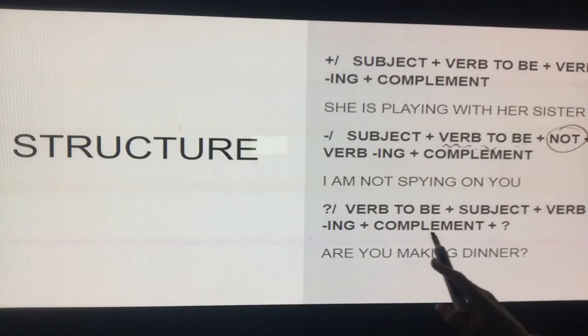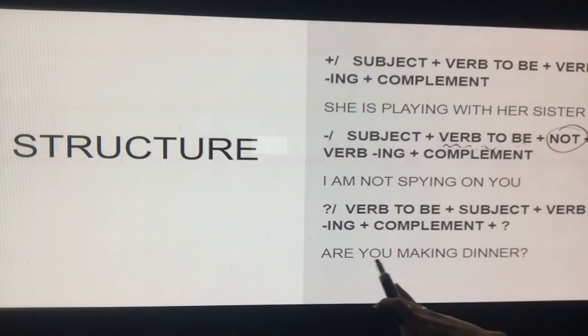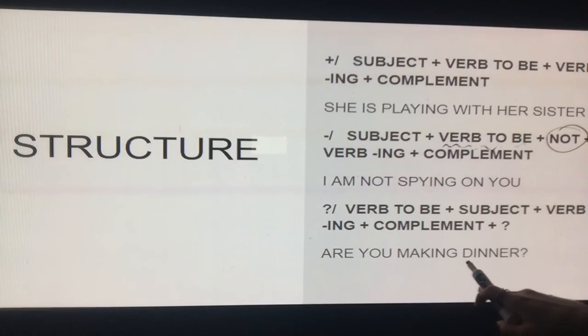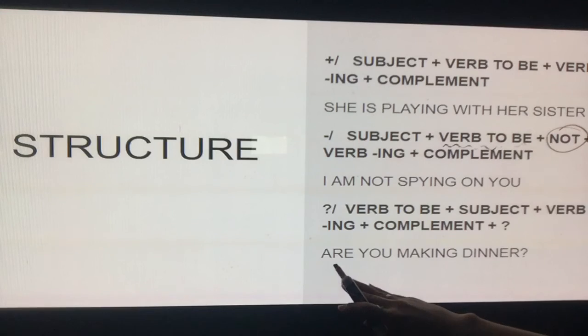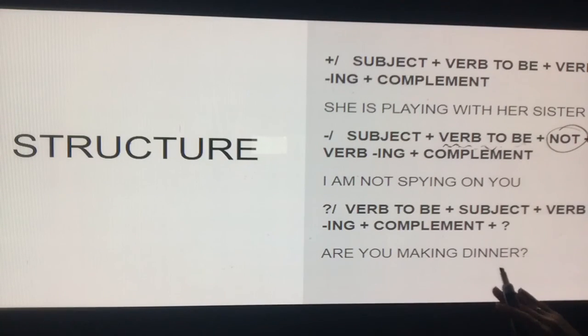Y por último, para hacer preguntas, vamos a colocar el verbo to be al inicio, porque aquí no utilizamos otro auxiliar más que el verbo to be, que corresponda al sujeto que estamos utilizando para realizar la pregunta. Agregamos nuevamente el verbo en ing y finalmente agregamos el complemento. Are you making dinner? ¿Estás haciendo la cena?